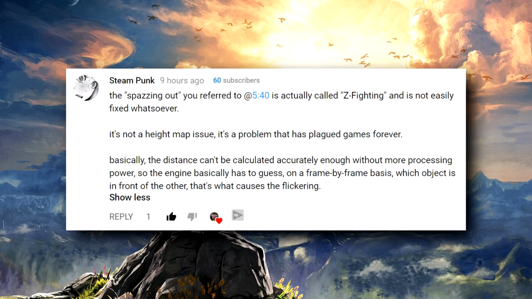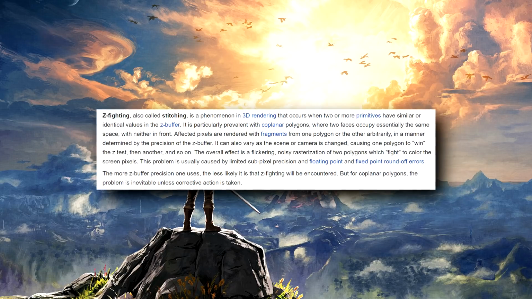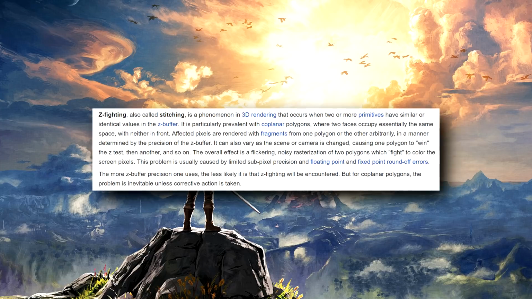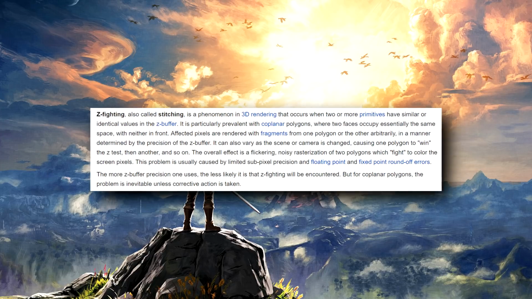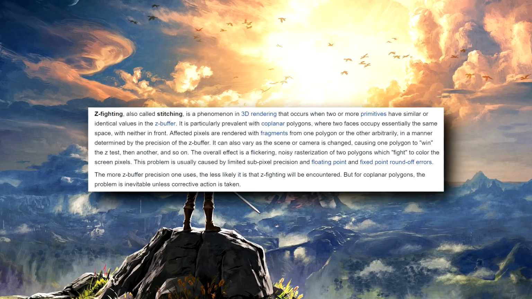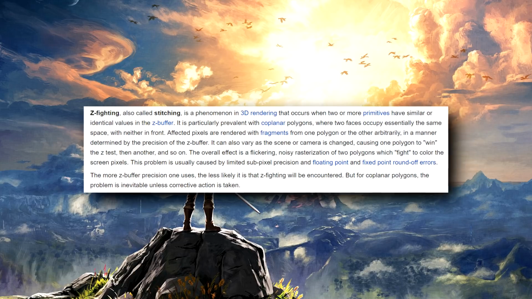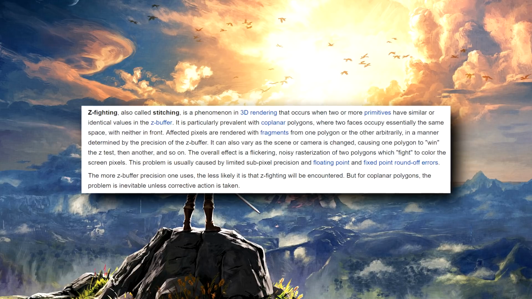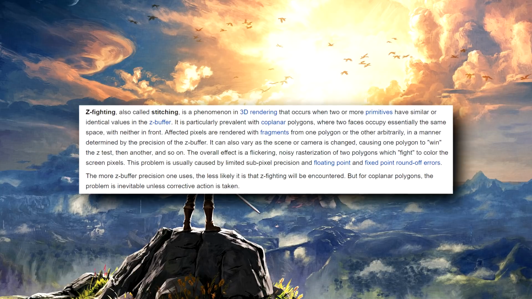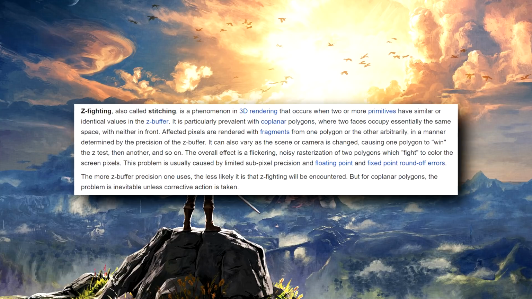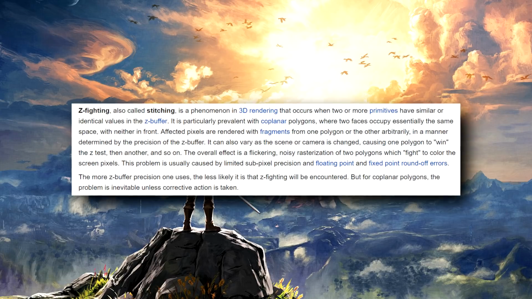Now, with a few Google searches, we can dive a little bit deeper into this. The Wikipedia article on Z-fighting is as follows. Z-fighting, also called stitching, is a phenomenon in 3D rendering that occurs when two or more primitives have similar or identical values in the Z buffer. It is particularly prevalent with coplanar polygons where two faces occupy essentially the same space with neither in front. Affected pixels are rendered with fragments from one polygon or the other arbitrarily in a manner determined by the precision of the Z buffer. It can also vary as the scene or camera is changed, causing one polygon to win the Z test, then another, and so on.